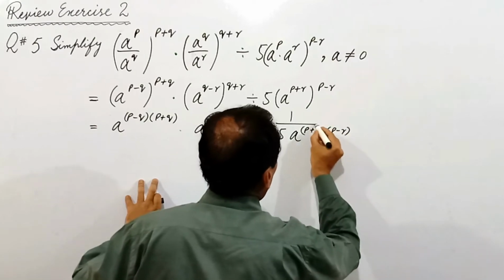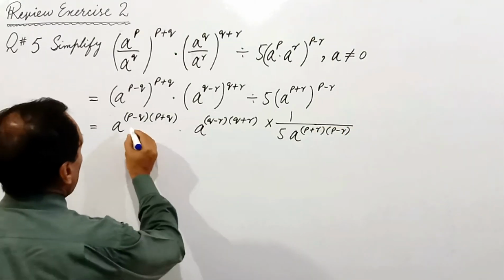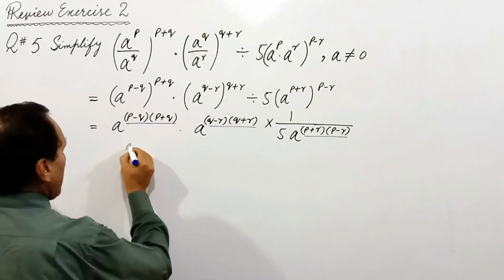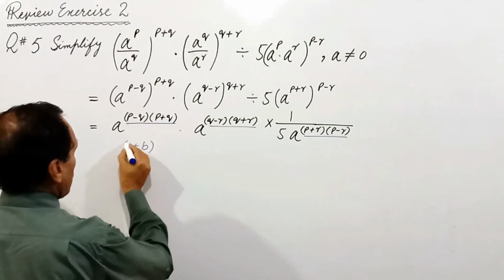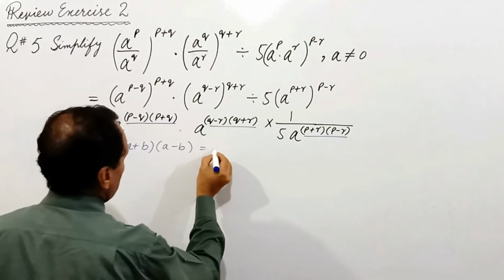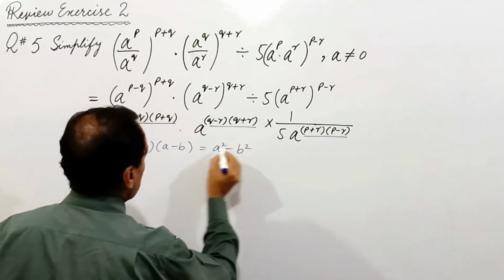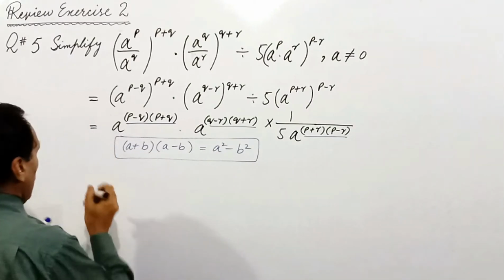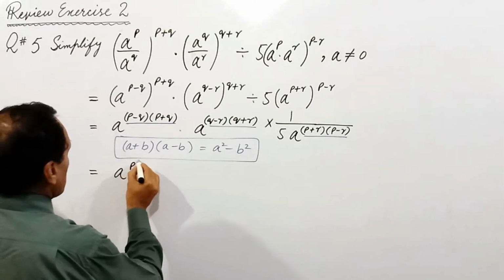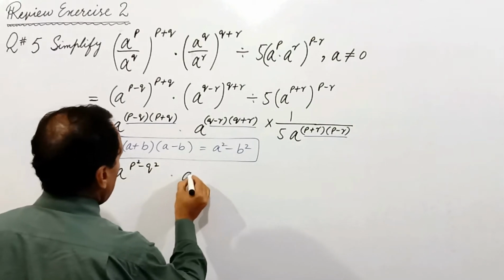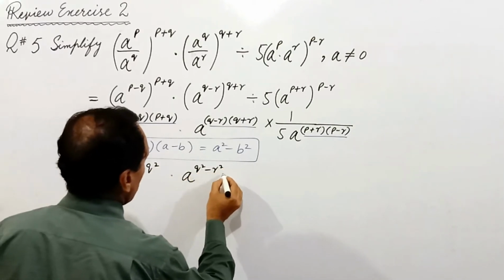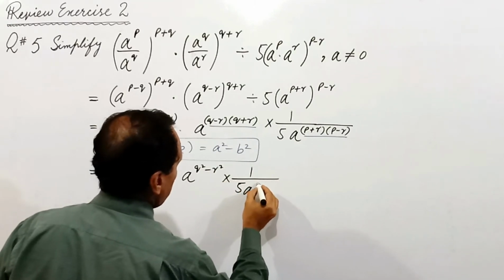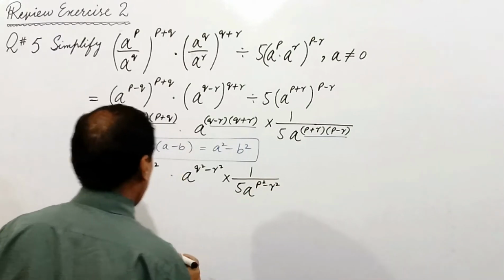We apply the law of power. We apply a formula on these parts, and that formula is a plus b into a minus b is equal to a square minus b square. Using this formula, what do we get? We get a raised to power p square minus q square, a raised to power q square minus r square, multiplied by 1/5 a raised to power p square minus r square.